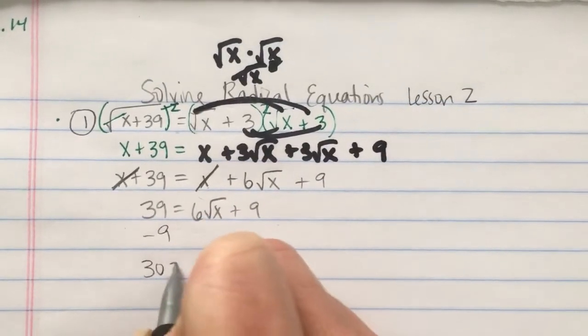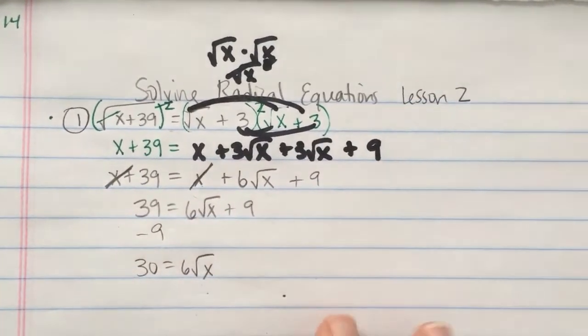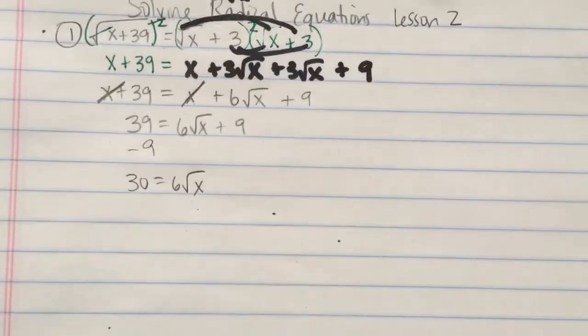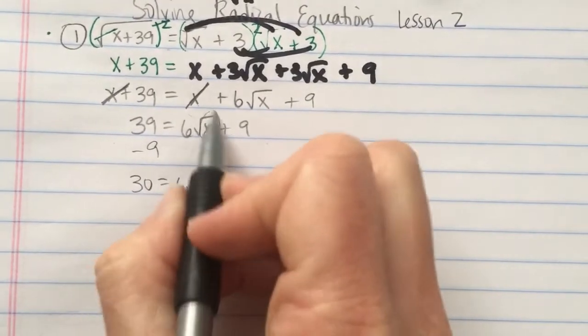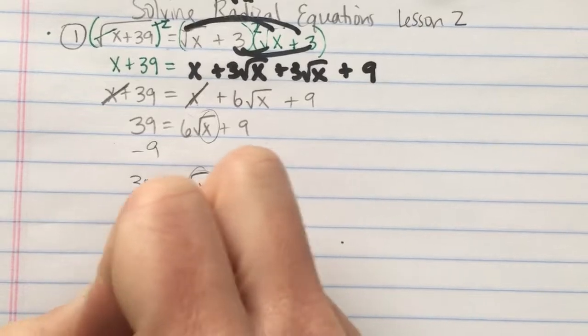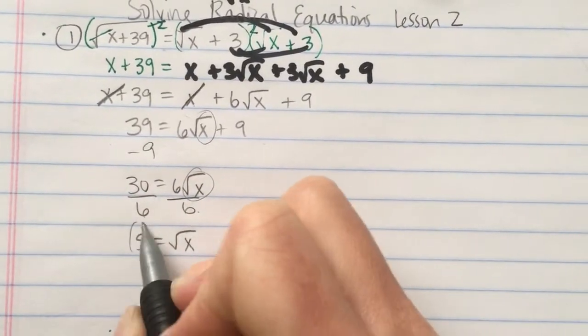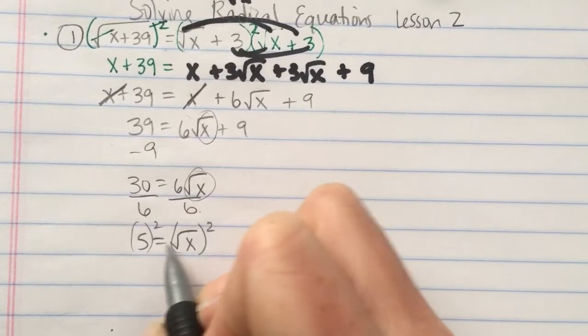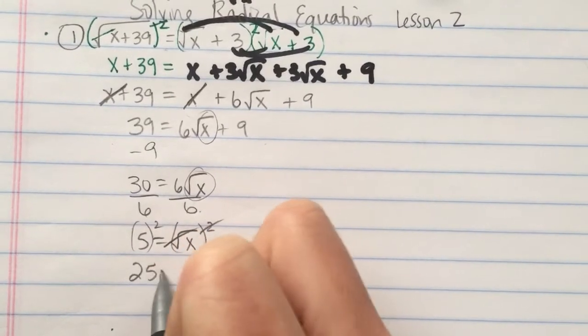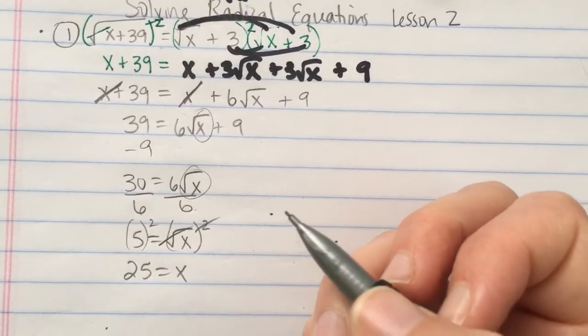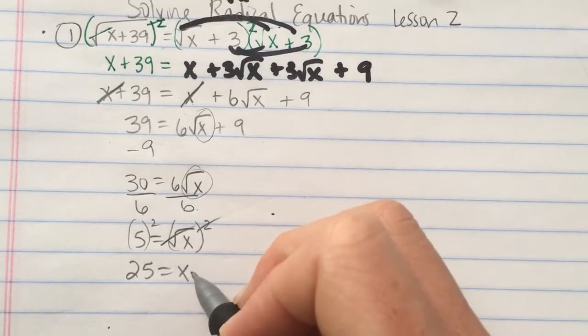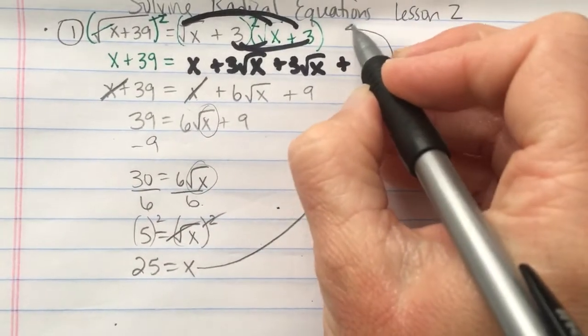Subtract 9, which gives you 30, and divide by 6. So you're trying to get the square root by itself now. Divide by 6. And then lastly, to get rid of the square root, you're going to square both sides again, but this time it's going to work out really nice. 25 equals x.